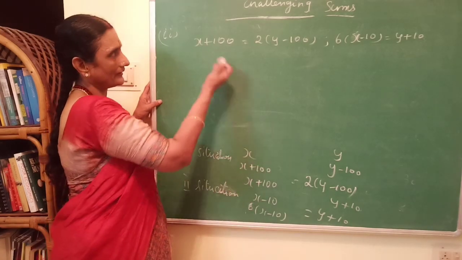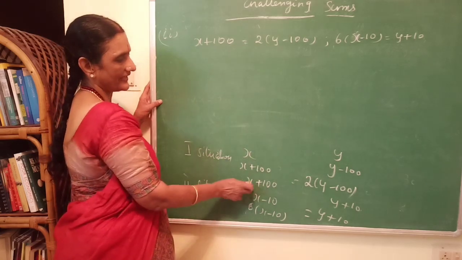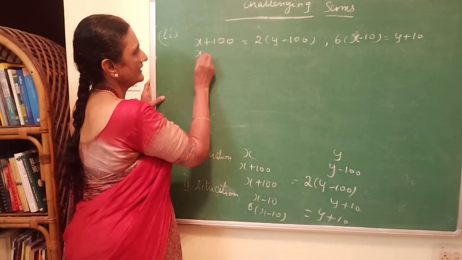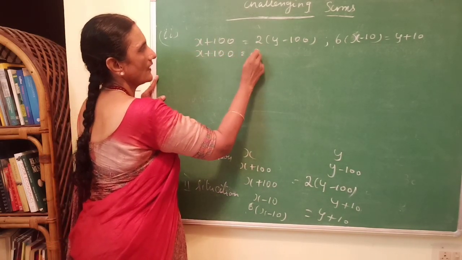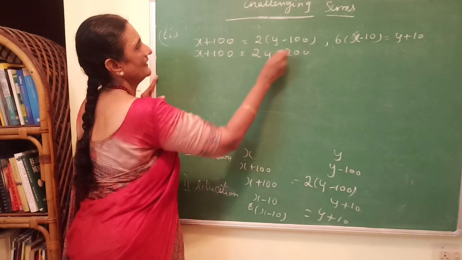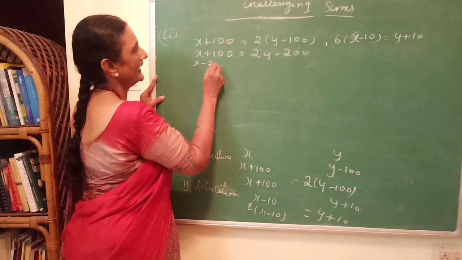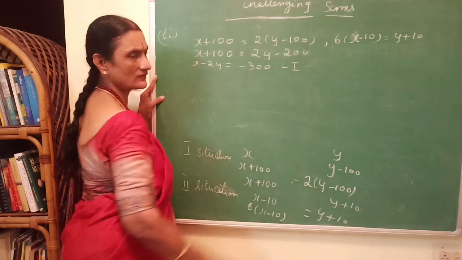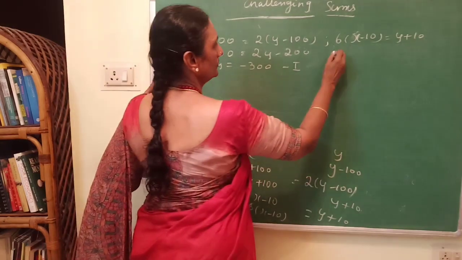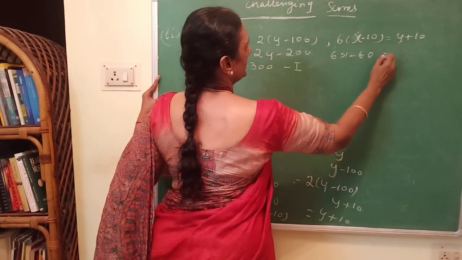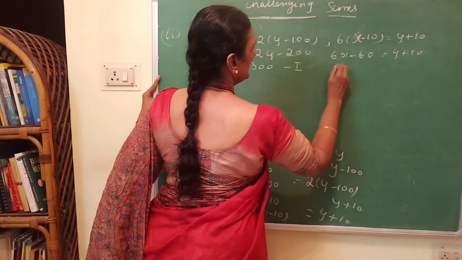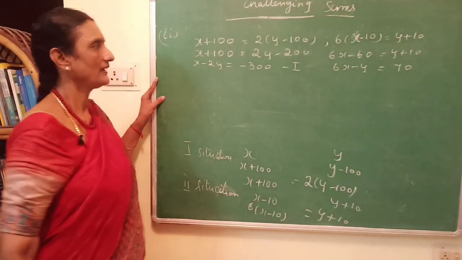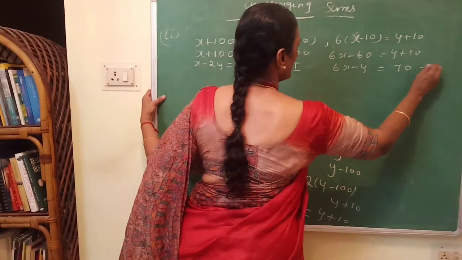Now we'll have a quick look at the equations once again. X plus 100 is equal to 2 into y minus 100. So what do we get? X plus 100 is equal to 2y minus 200. Now 2y comes here. X minus 2y is equal to minus 300. This is your equation 1. What about equation 2? 6x minus 60 is equal to y plus 10. So 6x minus y is equal to 70. So these are the two equations which you have to solve.